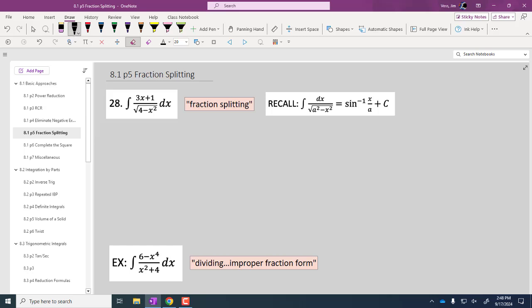So this is a super common technique. We are going to turn this into the integral of 3x divided by the square root of 4 minus x squared dx, separated into 2 completely separate integrals. Okay, so that's called fraction splitting. Split the fraction. It only works if the denominator is a singleton, if it's 1 term. So that denominator is a square root. It can be divided into both.